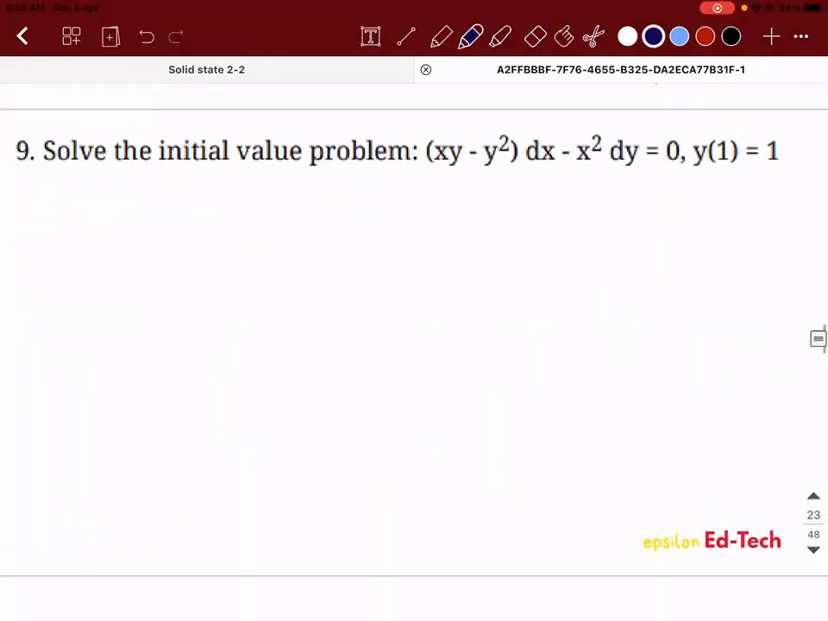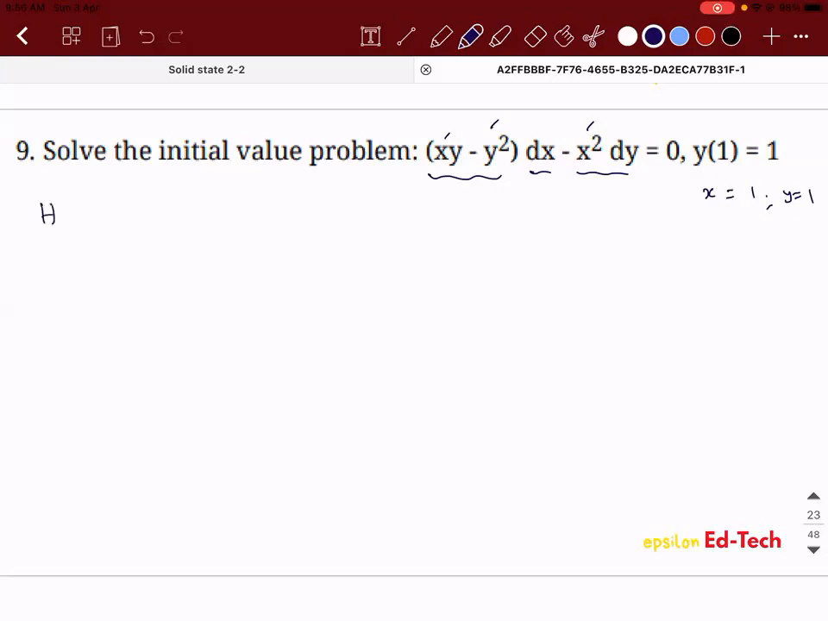Next. Solve the initial value problem. xy minus y square into dx minus x square dy is equal to 0. Okay, this is a differential equation, and y of 1 is equal to 1. So x is equal to 1, y is also equal to 1. So 1 comma 1 is going to be the ordered pair. So what kind of an equation is this? xy, y square, x square. So what equation is this, guys?